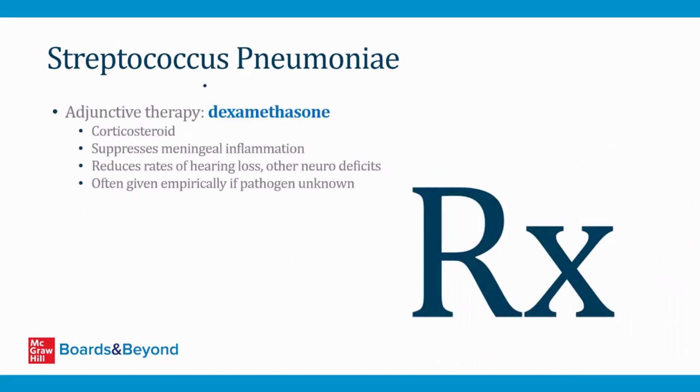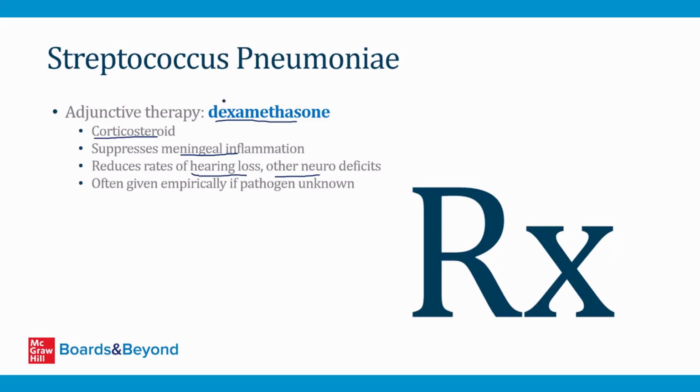So when you do clinical rotations in the emergency room and you identify patients who have bacterial meningitis, they will be treated with antibiotics, just like we saw on the first slide in this video, but they will also often be treated with dexamethasone. So let's talk about why we do this. Dexamethasone is a corticosteroid and it suppresses meningeal inflammation. There have been some studies showing that if you give this to patients with bacterial meningitis, it reduces the rate of serious complications of meningitis like hearing loss and other permanent neurologic deficits.